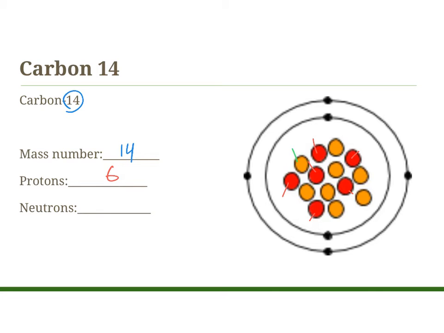The number of neutrons is 1, 2, 3, 4, 5, 6, 7, 8. Still, the number of electrons is still 6. So the big deal about these isotopes is that the number of neutrons changes. Everything else behaves the same, or is the same, and that's important to remember.